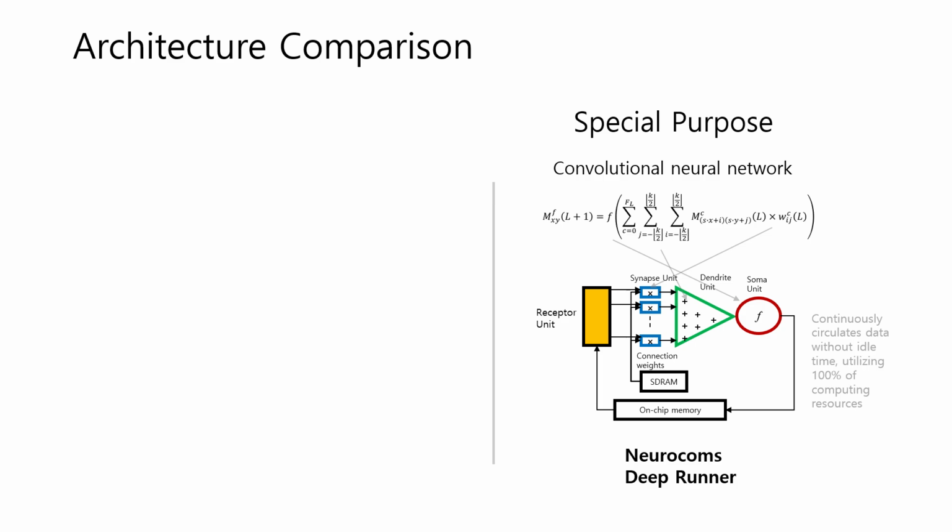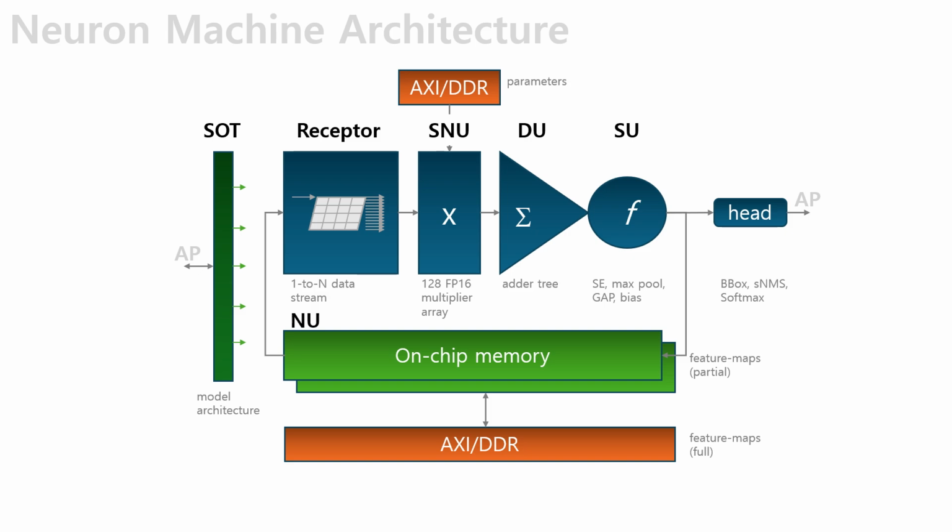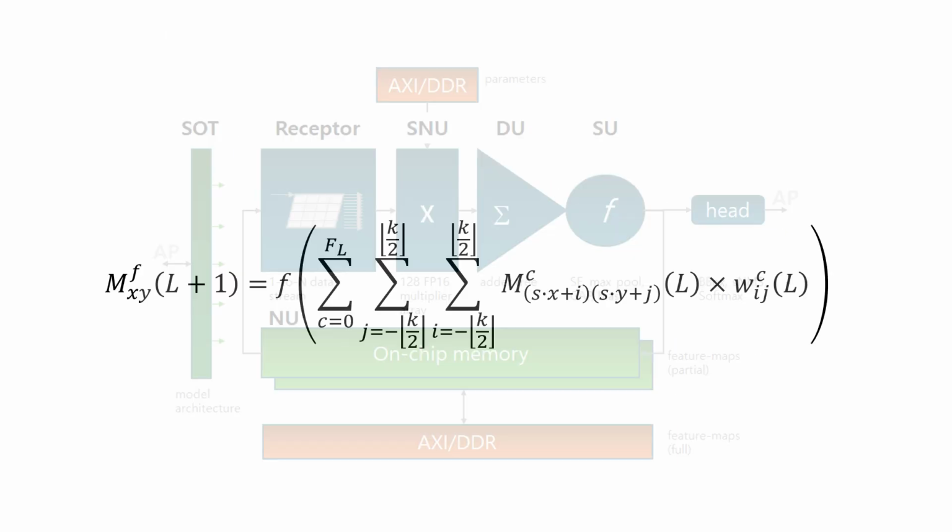The architecture of this design is conceptually simple and completely different from the matrix-based general-purpose architectures commonly used elsewhere, such as GPUs and NPUs. It is a special-purpose architecture dedicated to deep learning computation, achieving high speed and high accuracy, even with a small amount of resources.